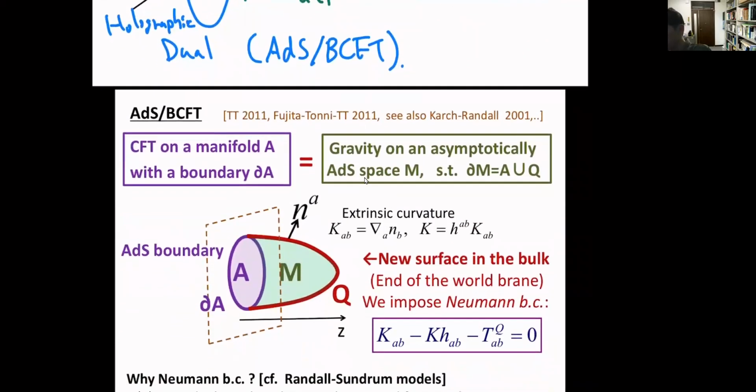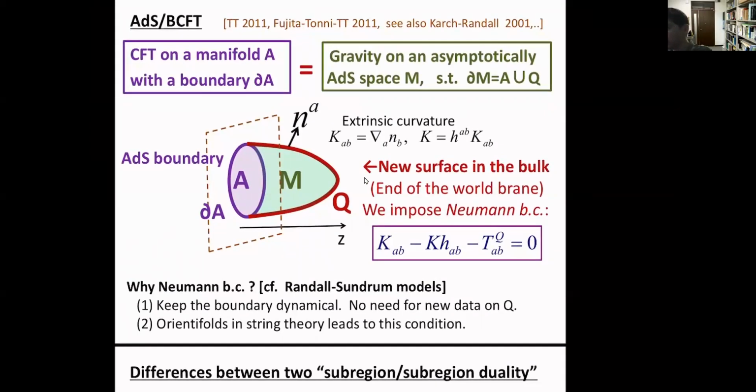Here is a more detailed picture of the claim. Let me repeat. We are talking about a CFT on a manifold A with boundary ∂A. AdS/BCFT argues that this is equivalent to gravity on an asymptotically AdS space M, such that this manifold ends on the boundary ∂A and also on the surface Q. The question is how we can decide this surface Q. In the entanglement entropy case, we choose a minimal surface, but that is not happening here. We have different equations given by the Neumann boundary condition.